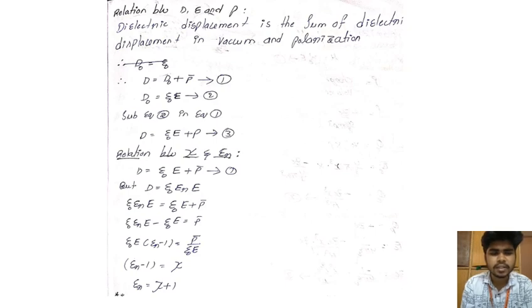So now the relation between chi and epsilon R. D equals epsilon naught E plus P bar, but D also equals epsilon naught epsilon R E. Now we will substitute this. So at last we get epsilon R equals chi plus 1.